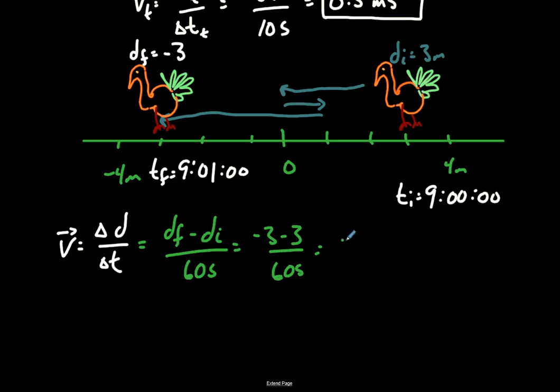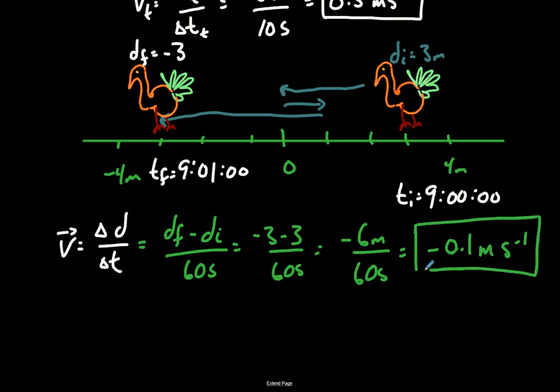What we have here is -6 meters, which is the displacement. It's not the total distance he traveled, it's just his displacement, -6 meters. It's how far out of place he is over 60 seconds, and that should give you -0.1 meters per second. So there is the turkey's velocity.